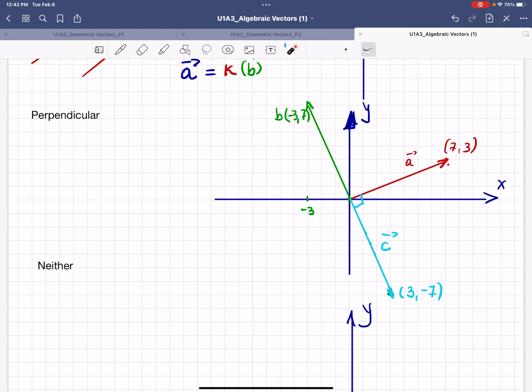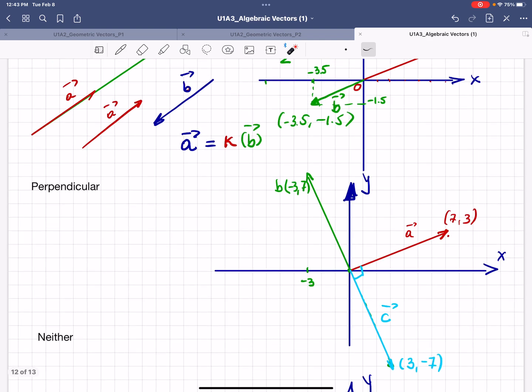So for two vectors to be perpendicular to each other, we need to have a switch in the sign. One of the coordinates has to switch to negative. It can be either x or y. If you imagine, you can make this shorter, it's still perpendicular. So the coordinates must be scalar multiples of each other and must have a switch in the coordinates. So the switch will happen the other way around.